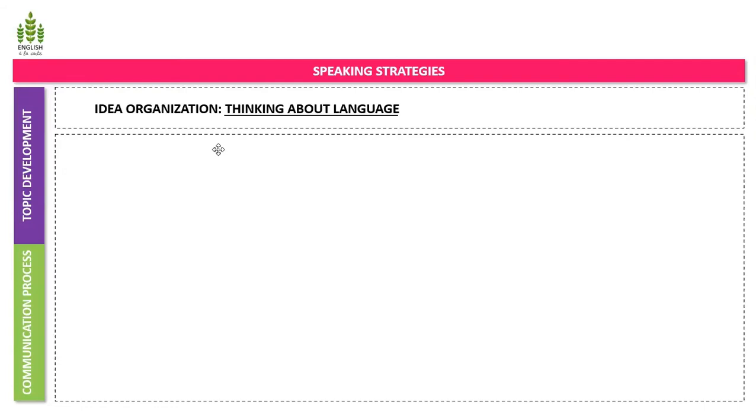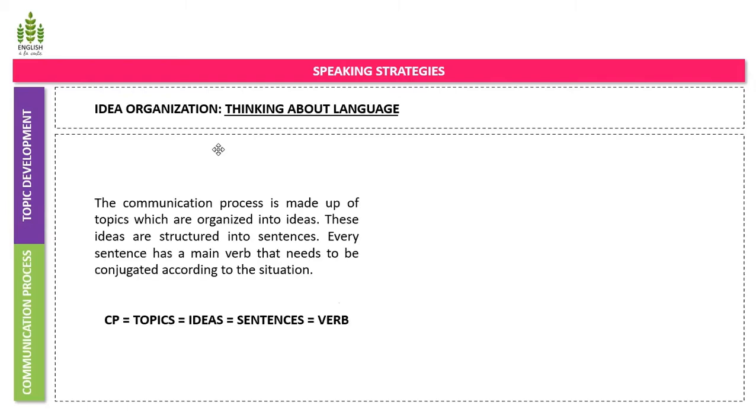If you want to speak, it's very similar to when you write. You need to think about the sentence, the verb conjugation, that is the most important. And then you need to think about extra grammar that you may use, like, for example, conditionals, comparisons, etc. So you think about the language. The communication process is made up of topics which are organized into ideas. So you have the big picture, that is the idea. These ideas are structured into sentences. So you have idea, that is a sentence. Every sentence has a main verb that needs to be conjugated according to the situation.